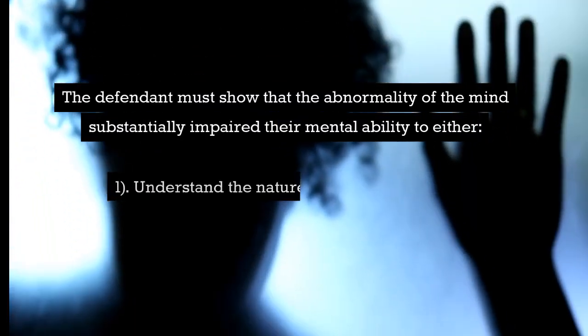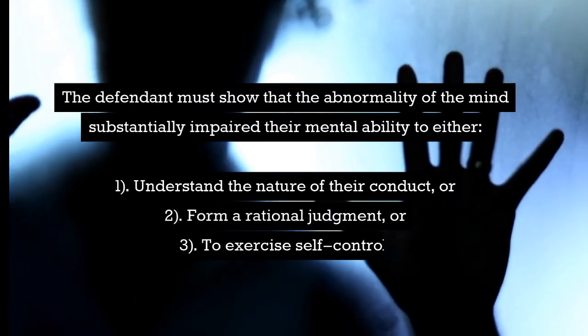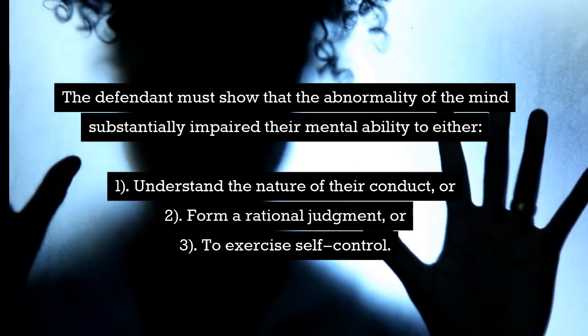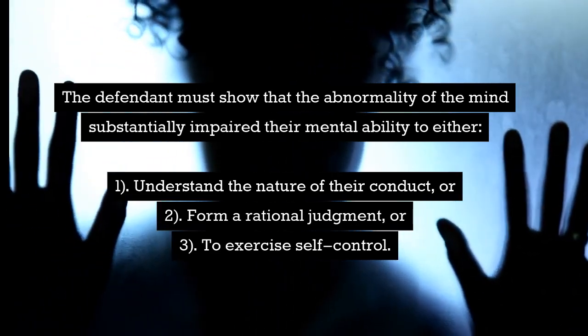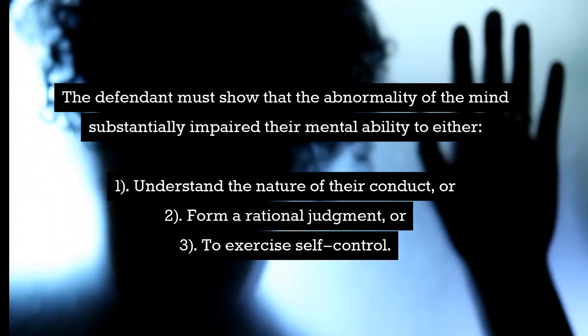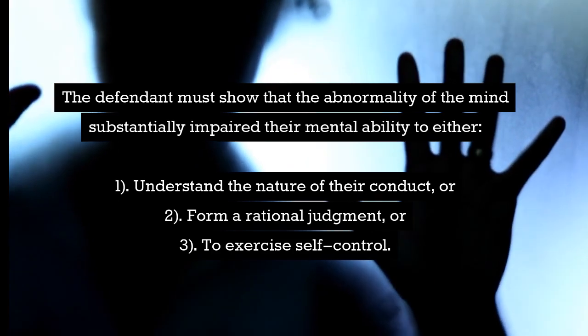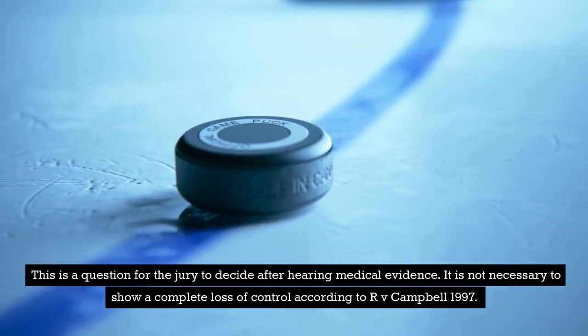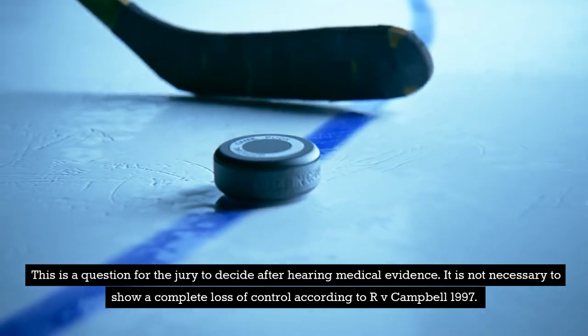3. Which substantially impaired their mental ability. The defendant must show that the abnormality of the mind substantially impaired their mental ability to either 1. Understand the nature of their conduct, or 2. Form a rational judgment, or 3. To exercise self-control. This is a question for the jury to decide after hearing medical evidence.